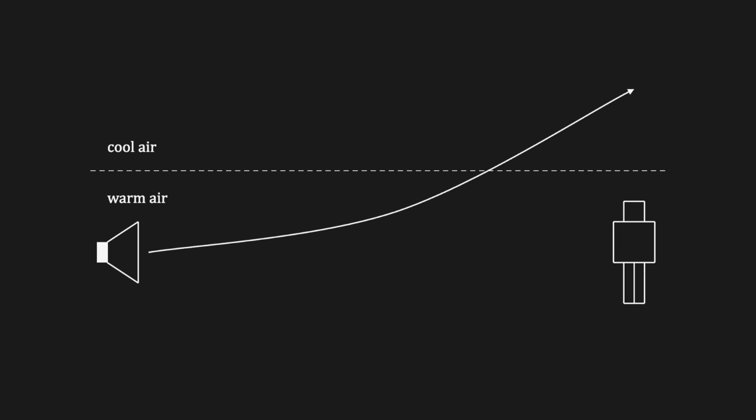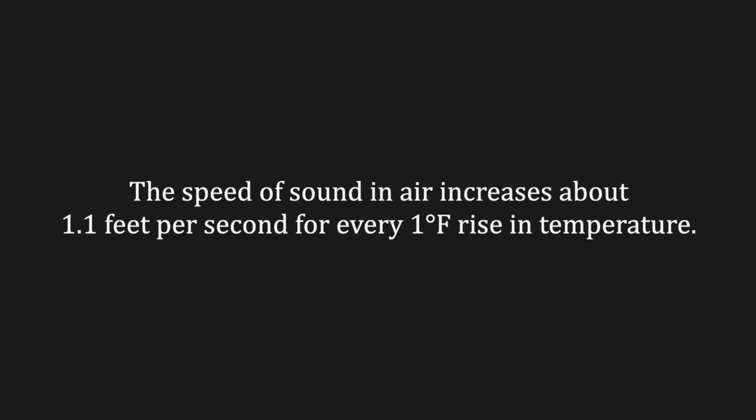Sound can also refract, or bend, when its speed changes, such as with temperature shifts. It bends away from warm air and toward cooler air. The speed of sound in air increases about 1.1 feet per second for every 1 degree Fahrenheit rise in temperature. Sound travels at different speeds in different materials. It moves faster in more elastic and less dense media. For instance, it moves about 14 times faster in steel than in air.